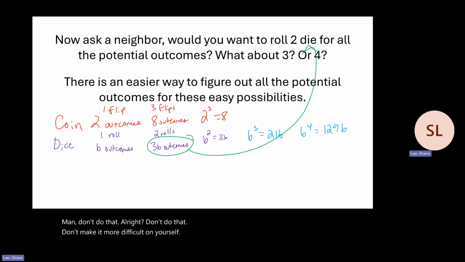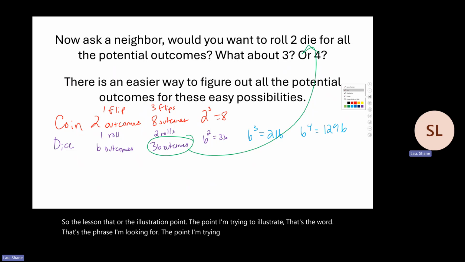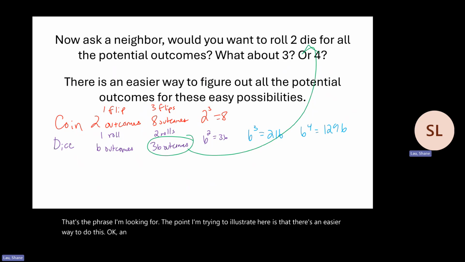So the point I'm trying to illustrate here is that there's an easier way to do this. An easier way to figure out the possibilities, the amount of outcomes possible.